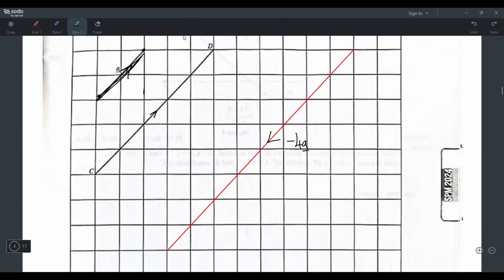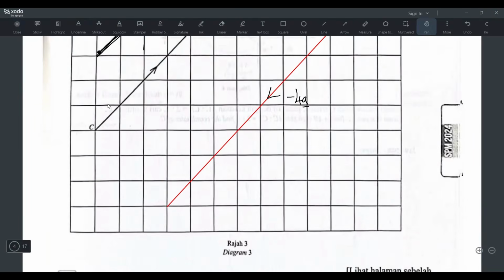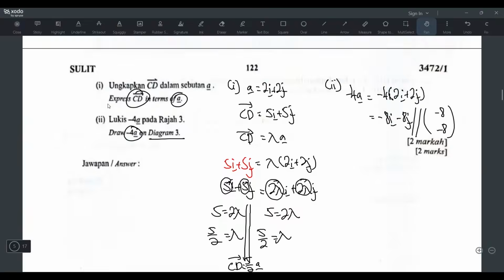Okay, another way to do it is you just take the a here and then just do it 4 times. But when you put the arrow, you put it in the opposite direction and put negative 4a. Yeah, it's the same thing also lah. Same thing also. Okay? But it's just that I prefer explaining it using the working.